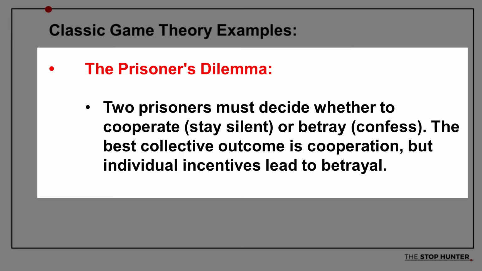Two prisoners must decide whether to cooperate, stay silent, or betray and confess. You can picture them, the two criminals arrested, put in two different holding cells, interviewed separately. Are they going to stay silent and work together as a team, or are they going to betray and confess? The best collective outcome is cooperation, but individual incentives can lead to betrayal.